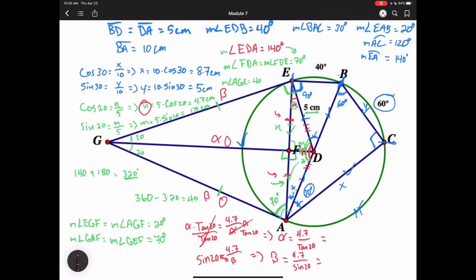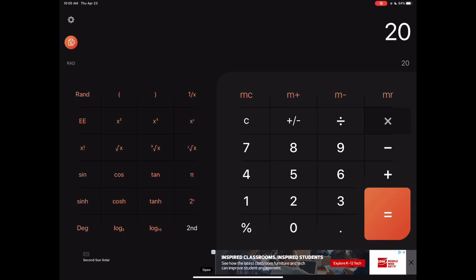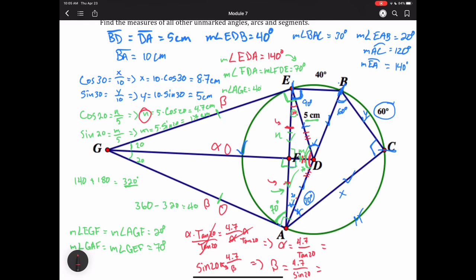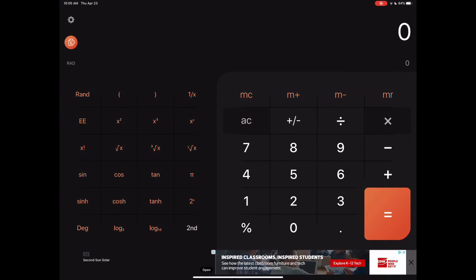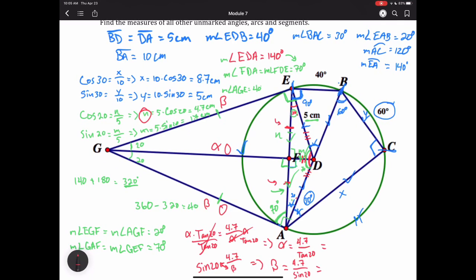All right, let's plug that into my calculator here. So the sine of 20 degrees times 4.7, that is equal to 1.6. That doesn't look right. Oh, that's because I did it wrong. Shoot, 4.7 divided by the sine of 20. There we go. That's what I needed. That looks a little bit more correct. So 13.7 centimeters.